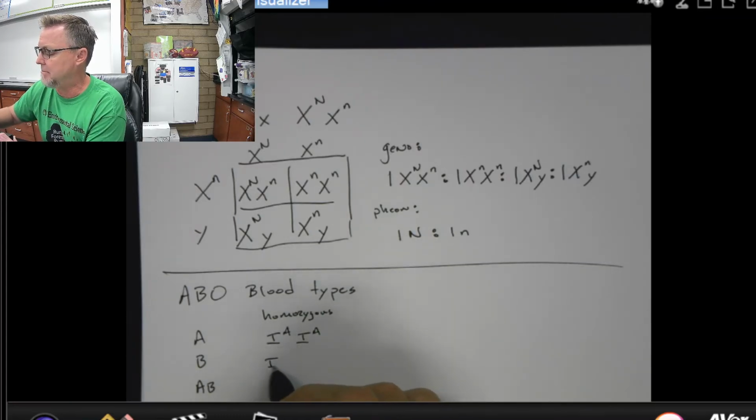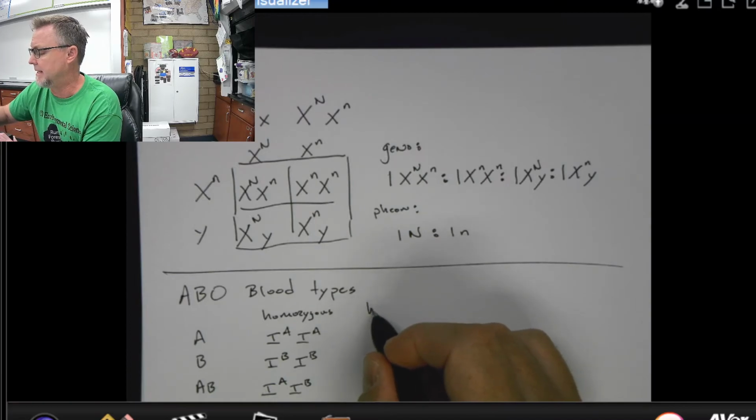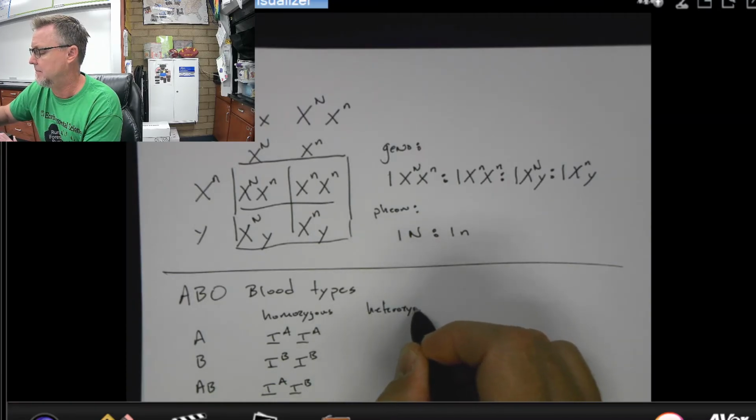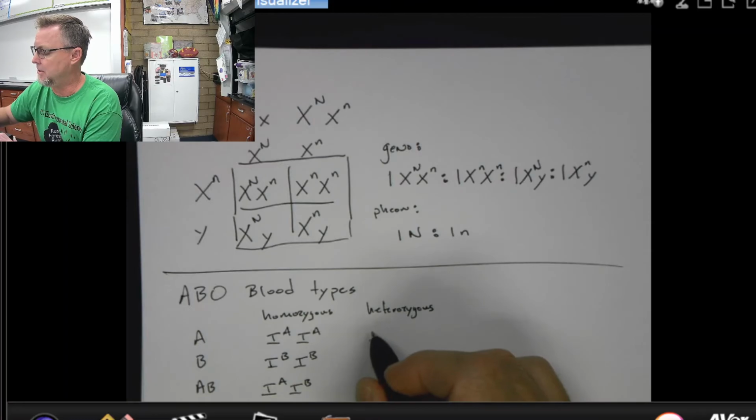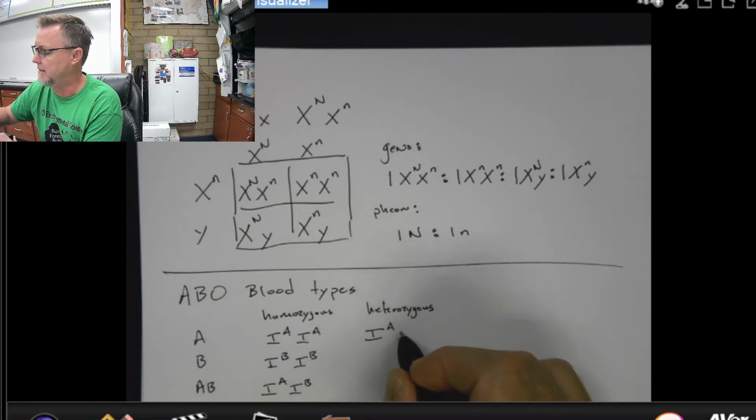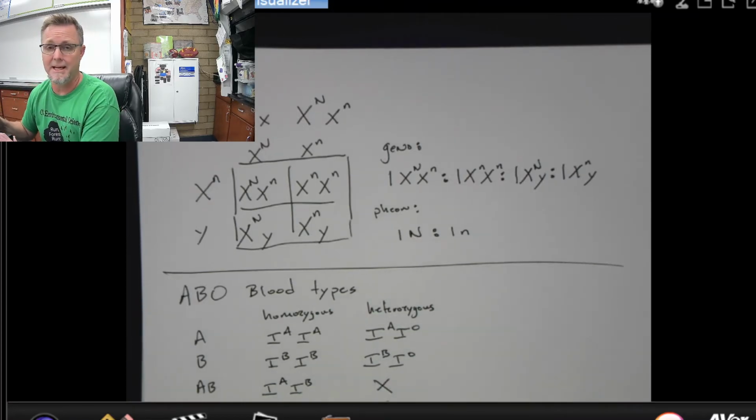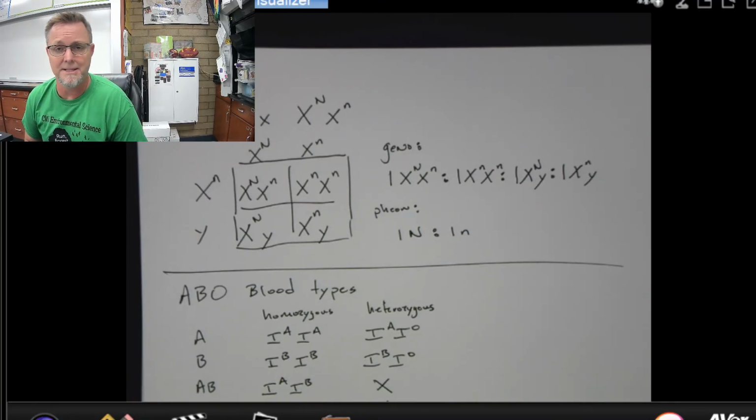Blood type B would look like this. AB would look like this. And O would look like this. To be heterozygous, if you had type A, you would look like this. If you had type B, you would look like this. And then there is no such thing as heterozygous AB blood or heterozygous type O. They just don't exist. So these are the genotypes for the different blood types.